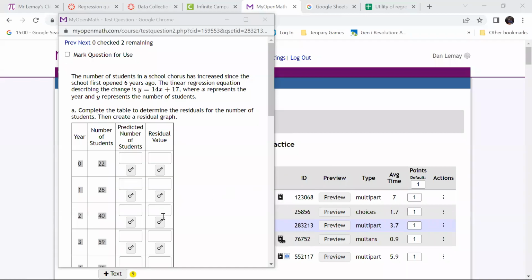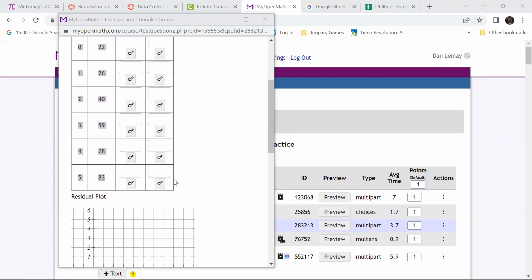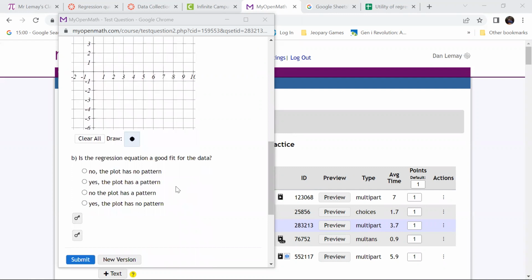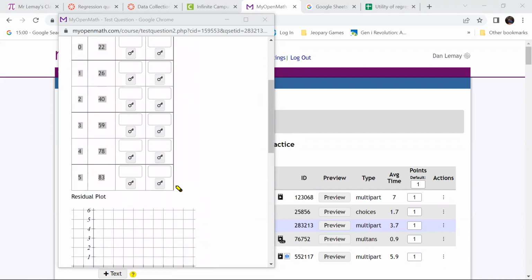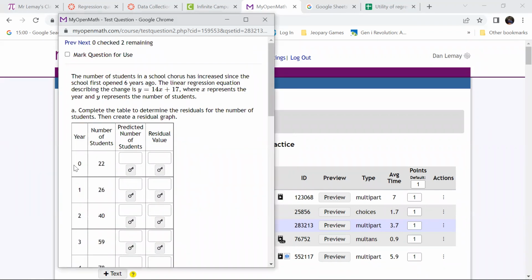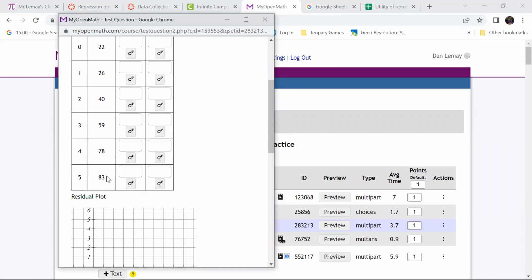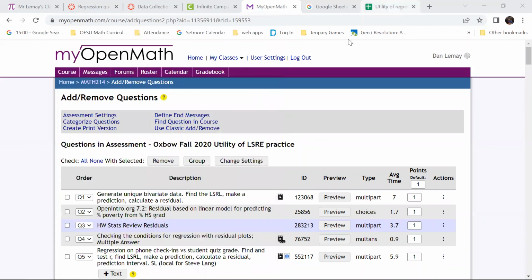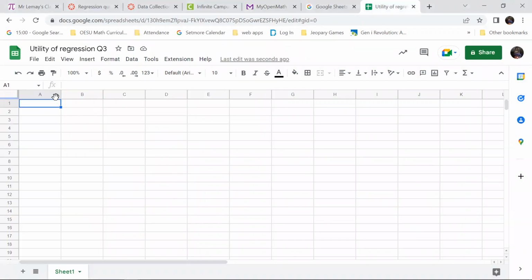Okay, so for this question, they're asking us to make predictions, find the residual, make a residual plot, look for patterns, and if there's no pattern, then we can say it's a good fit. So what I've done is I've selected the data. Control C that. I opened up that in a spreadsheet. I'm going to paste it in.